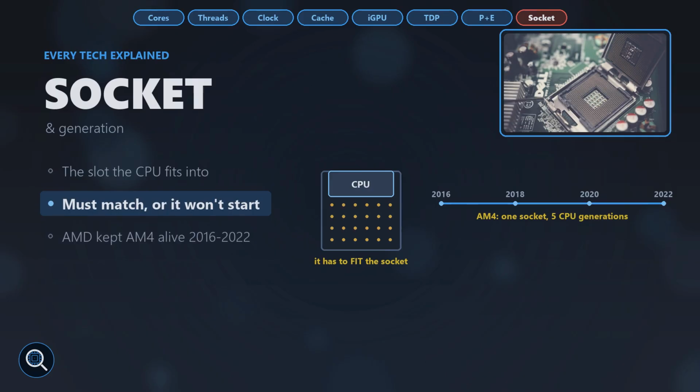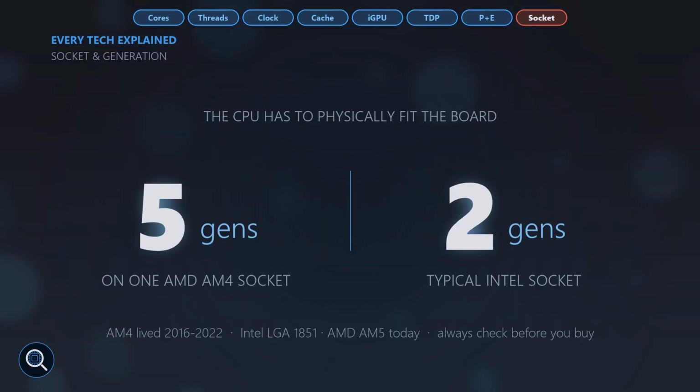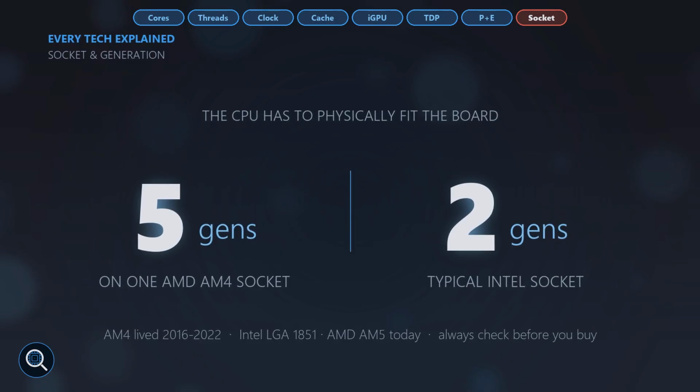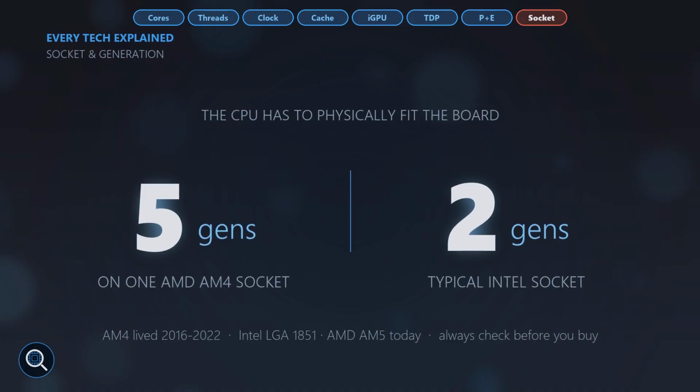AMD famously kept its AM4 socket alive from 2016 all the way to 2022, so owners could drop in 5 generations of newer chips without buying a new motherboard. The weakness is the opposite trap. Intel tends to change sockets every couple of generations, so a new Intel CPU often forces a whole new board. The rule of thumb: always check the socket before you buy. A faster chip that doesn't fit is worthless.